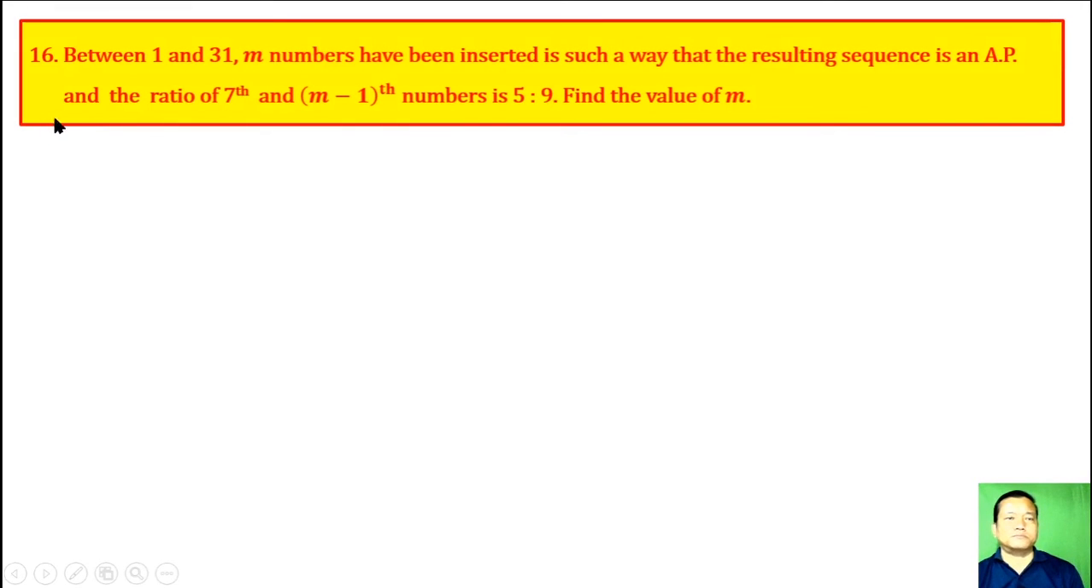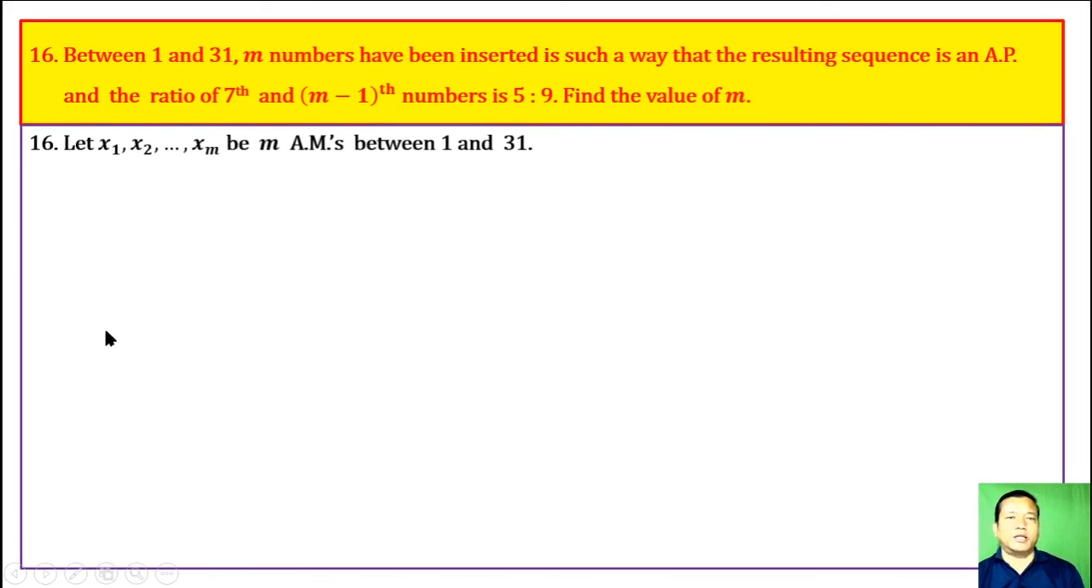Number 16. Between 1 and 31, m numbers have been inserted in such a way that the resulting sequence is an AP, and the ratio of the 7th and (m - 1)th terms is 5:9. Find the value of m. We have to insert m numbers between 1 and 31 so that the resulting sequence is an AP. Also, the ratio of the 7th and (m - 1)th terms is given, that is 5:9.